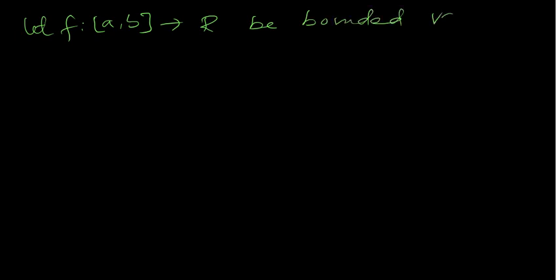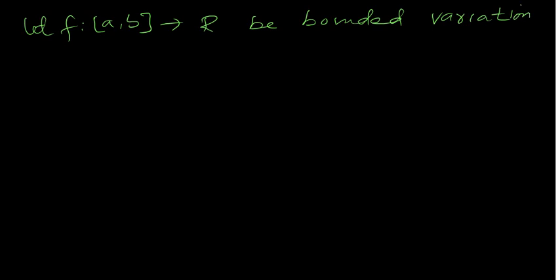So now define a function. First, for this we have to assume that f is of bounded variation, otherwise this function will not be defined. So suppose f is a function from the closed interval AB to R, of bounded variation.